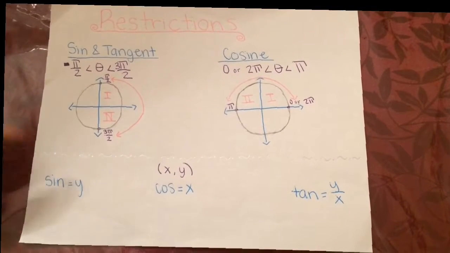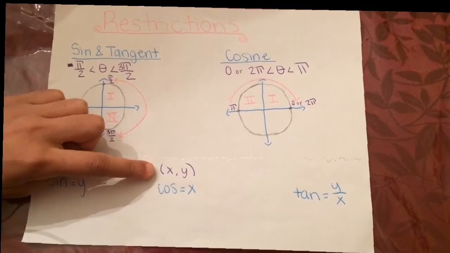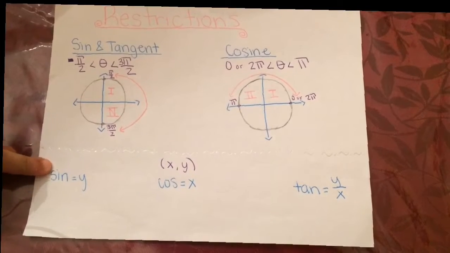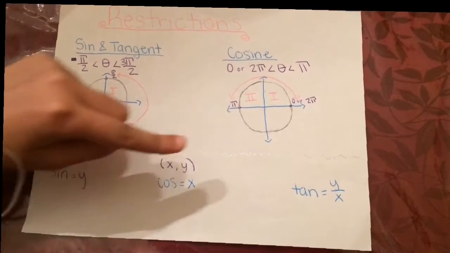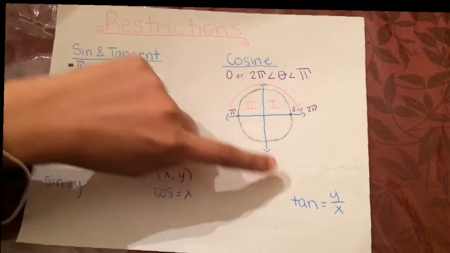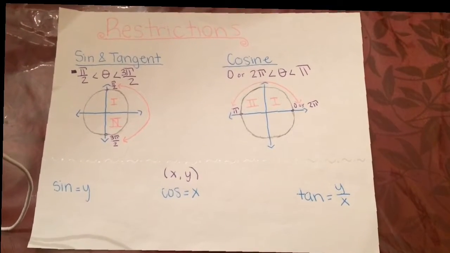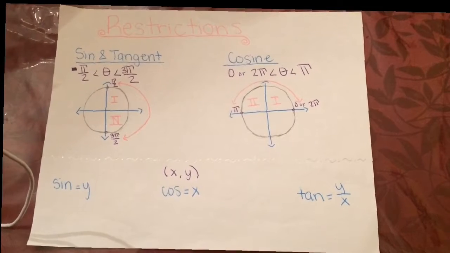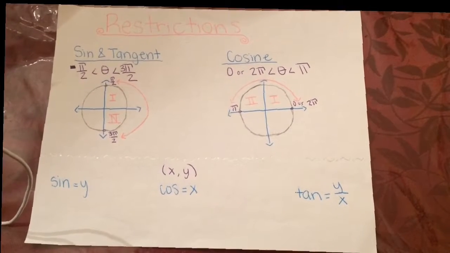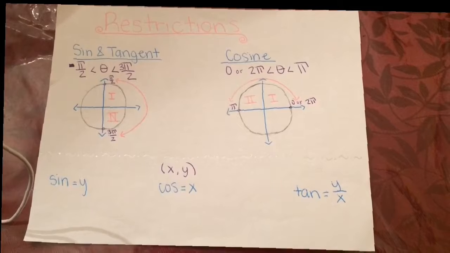Well, at an xy coordinate point, sine is the y coordinate, cosine is the x coordinate, and tangent is y over x. The way I remember the difference between sine and cosine is by using this phrase. Why do you sin? 'Cause of my x. I hope this phrase is helpful.